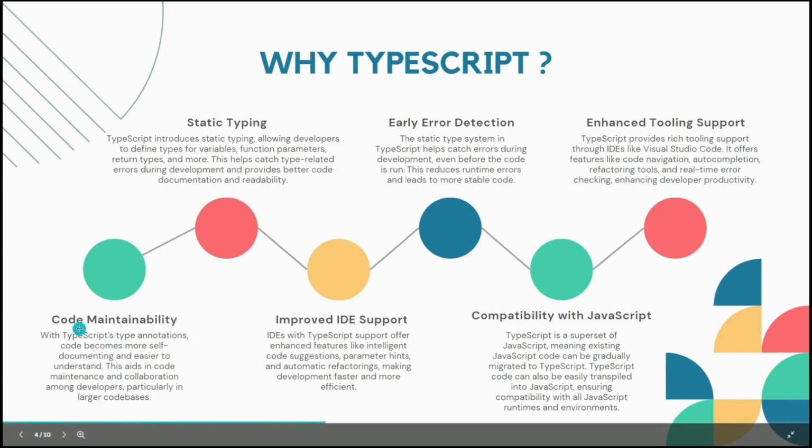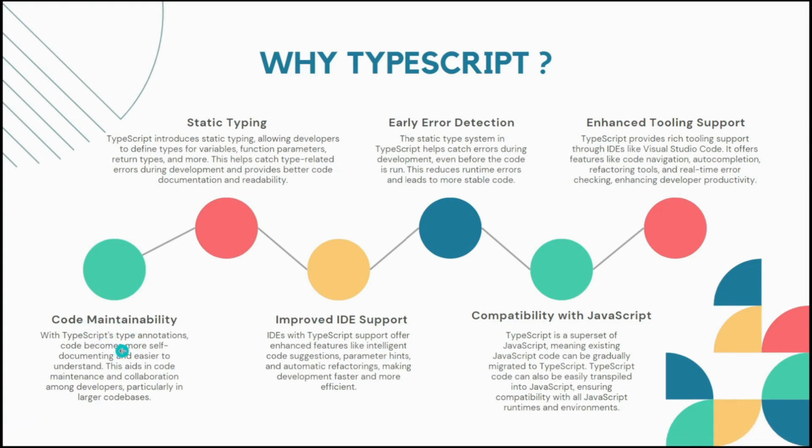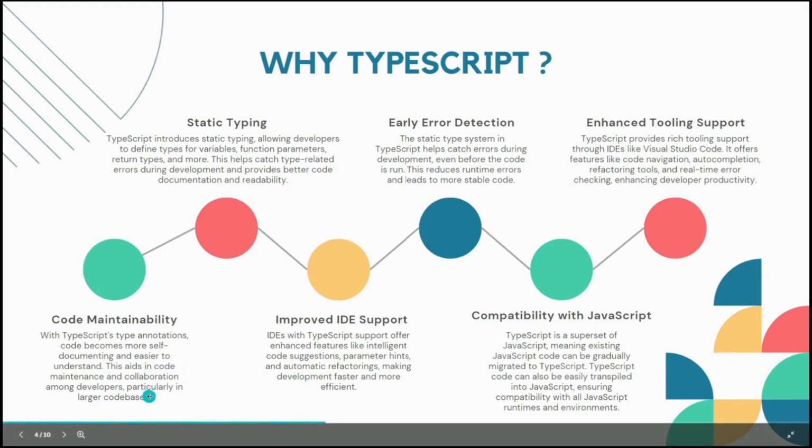Okay, then after that, it provides code maintainability. So with TypeScript's type annotations, which we are going to learn, like different types, numbers, strings, booleans, etc., code becomes more self-documenting and easier to understand. This aids in code maintenance and collaboration among developers, particularly in large code bases, right?